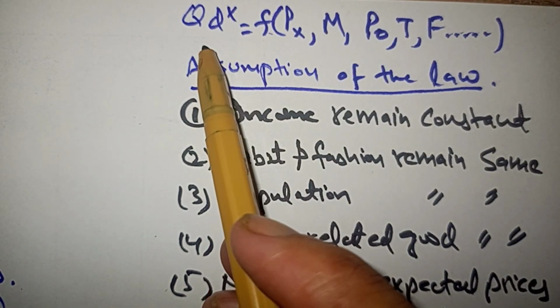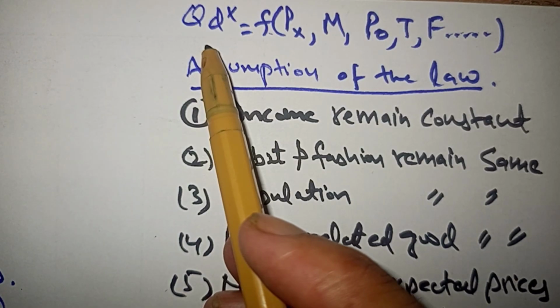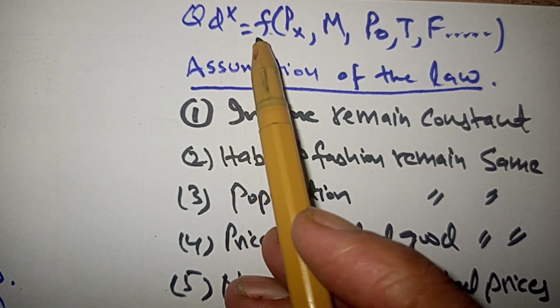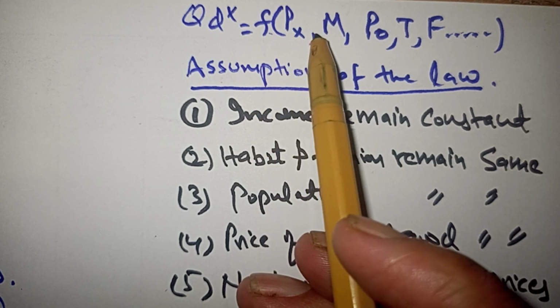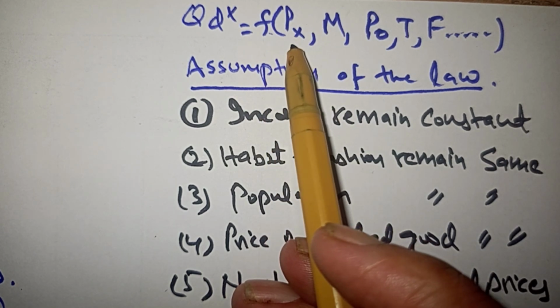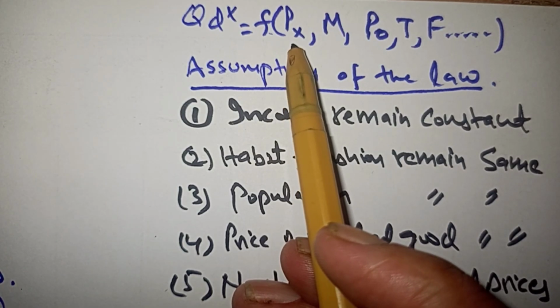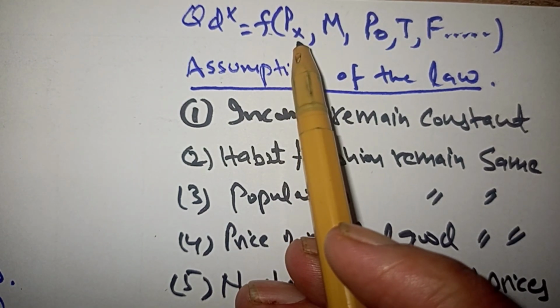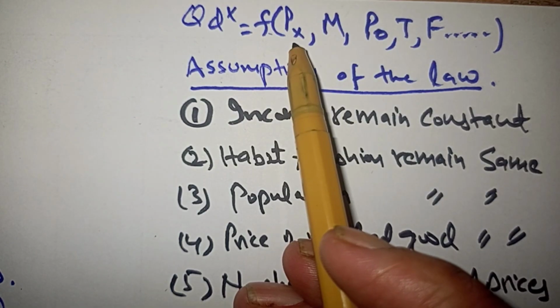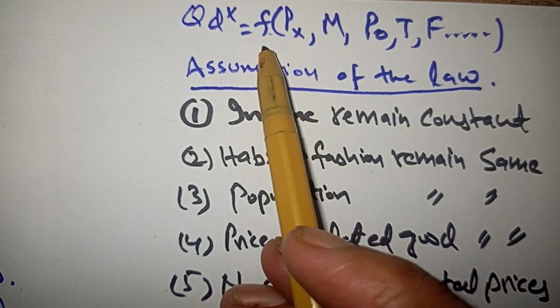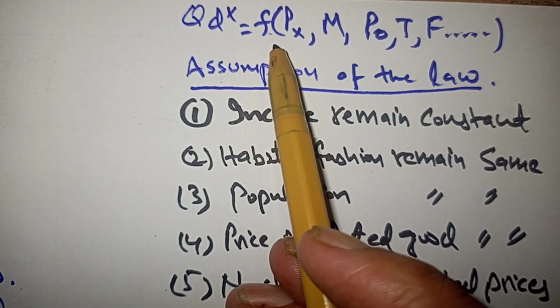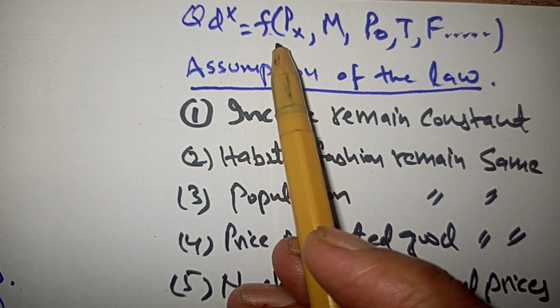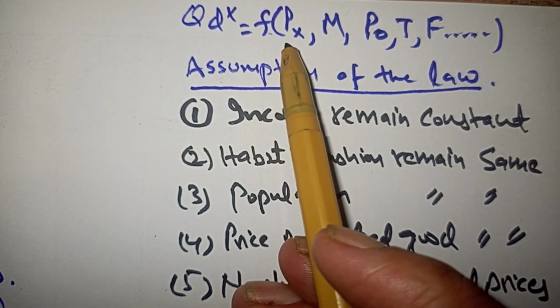Quantity demanded of x means the demand of good x is dependent on the price of x. It means the price of any commodity is the more important factor which determines the quantity demanded of that commodity. F means a function of the independent variables contained within the parenthesis.